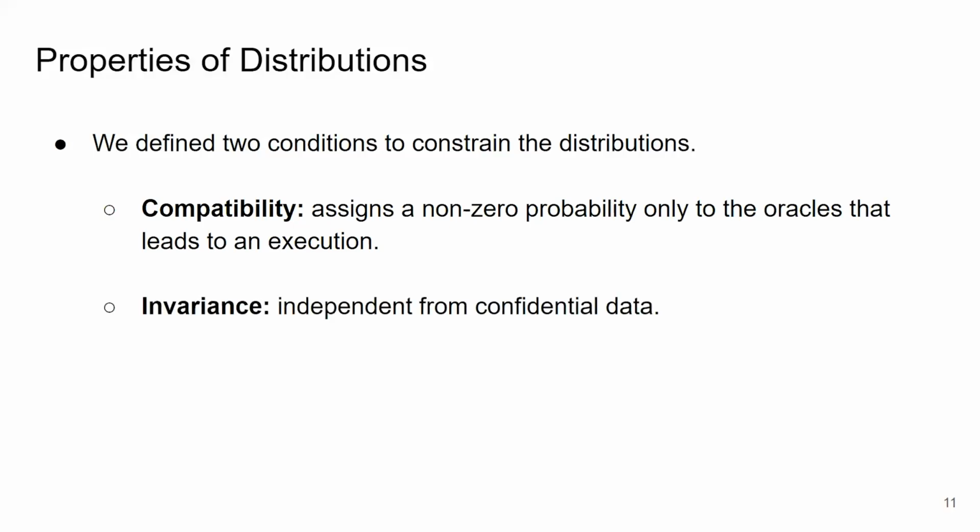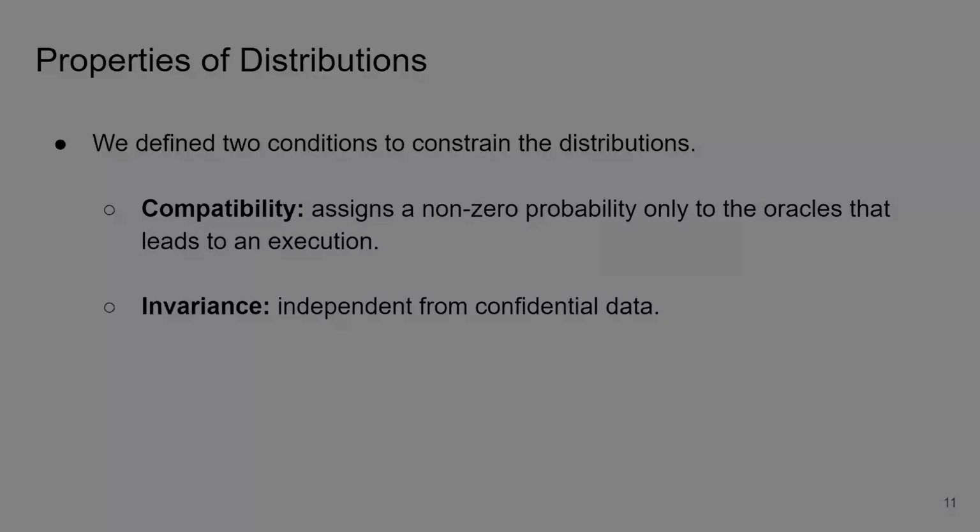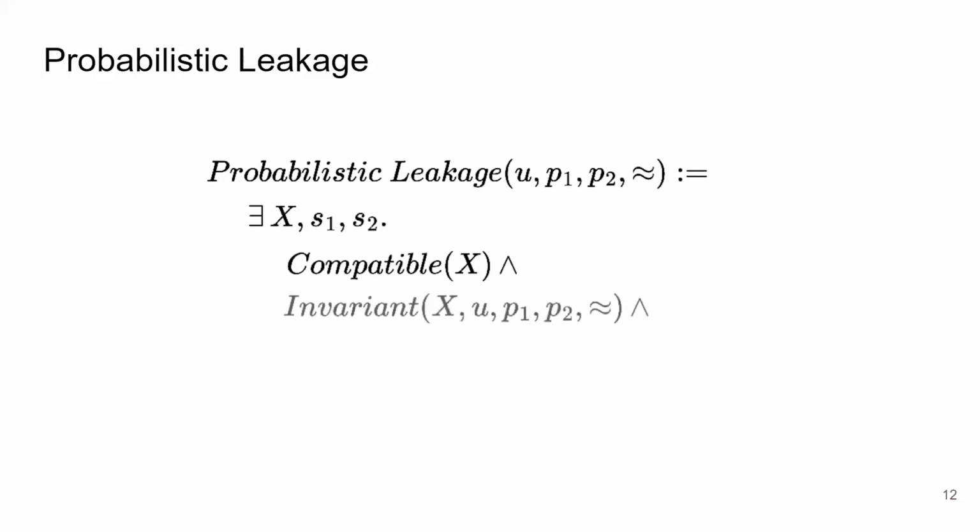The second property is invariance. Invariance restricts the distributions to ones that are independent of the confidential data. It states that the distribution shouldn't change between equivalent states for that user. Finally, we have all the machinery to formally define probabilistic leakage. We say that two programs have probabilistic leakage for a user with respect to a family of equivalence relations if there exists a compatible and invariant distribution and two equivalent states where the result distributions are different.